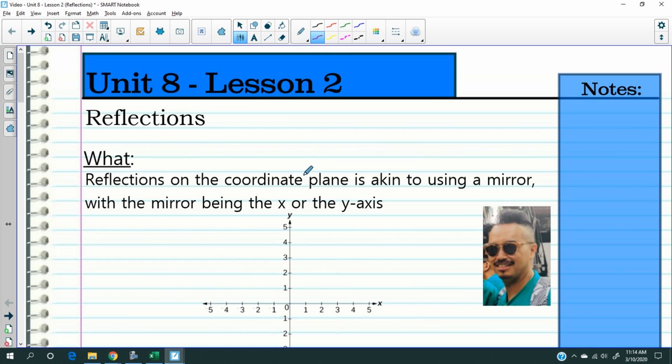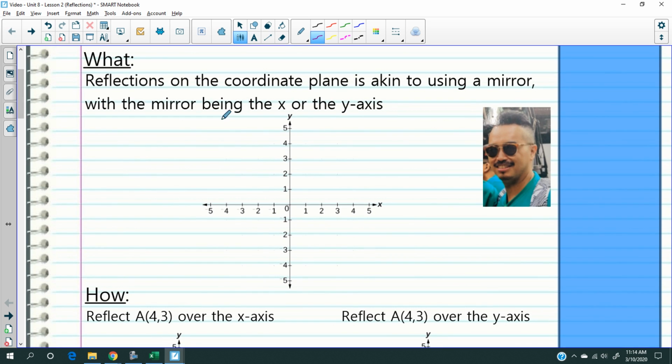So reflections on the coordinate plane is like using a mirror, with the mirror being the x or y axis. So let me give you an analogy, right? If you look at the mirror in the morning, let's say you part your hair to the left like I do, as you can see in this picture. If you part your hair to the left and you're looking at the mirror, which way would your hair go in the mirror? Yeah, it would go to the right, right? So the mirror doesn't tell you exactly what you look like as you will appear on a picture or to other people, but it shows you it as a reflection.